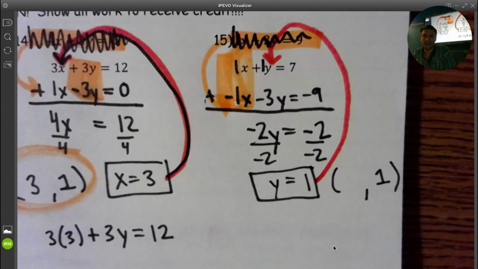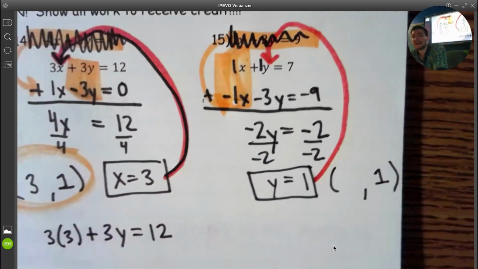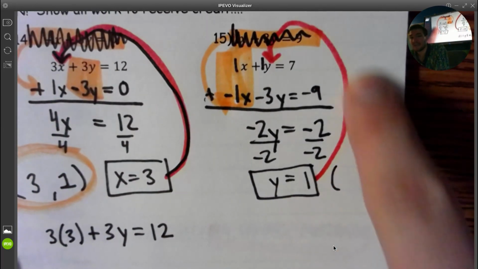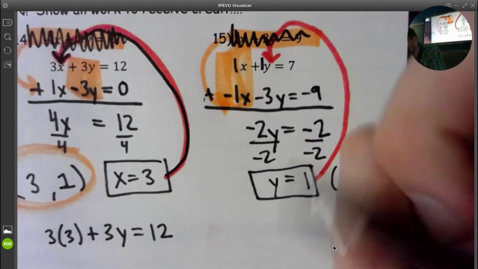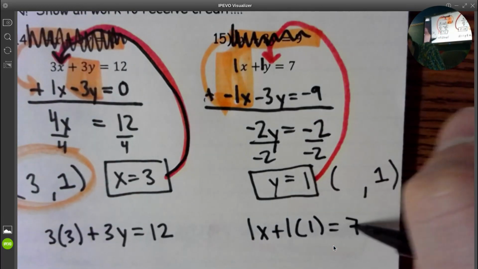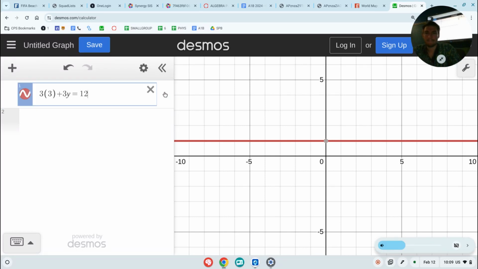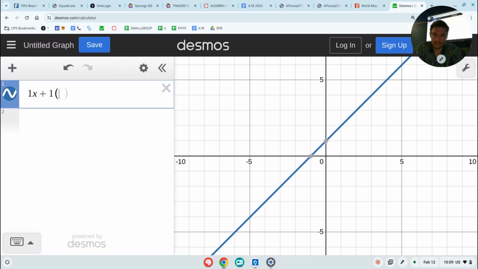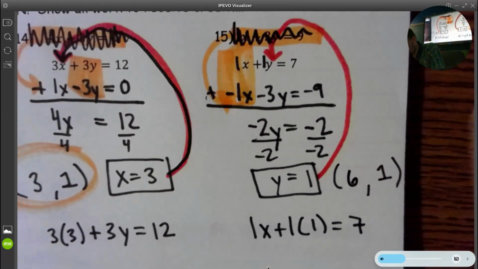to the y value. Honestly, if you are kind of struggling with how to do this, plug it back in step, I'm telling you, this arrow is actually really nice. Like, draw the arrow straight from the y to the y. It's not too bad. 1x plus 1 times 1 equals 7. Kind of a strange thing to type in. I know I could definitely do this one in my head, but let's use Desmos. 1x plus 1 times 1 equals 7. 6. All right. There we go.